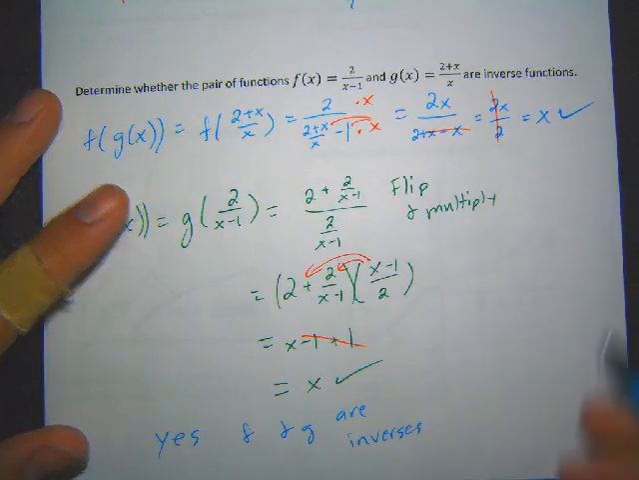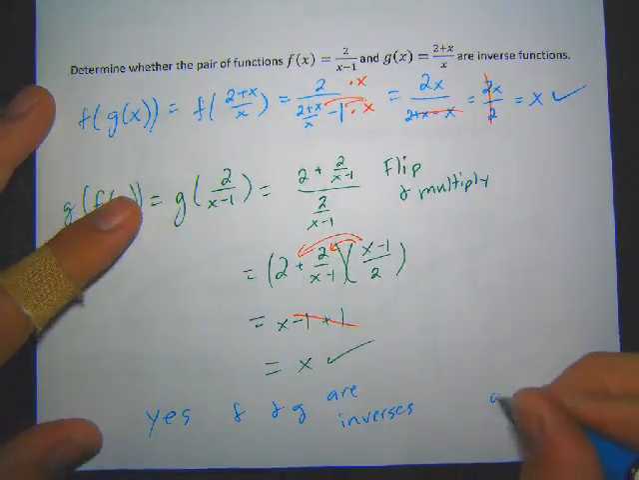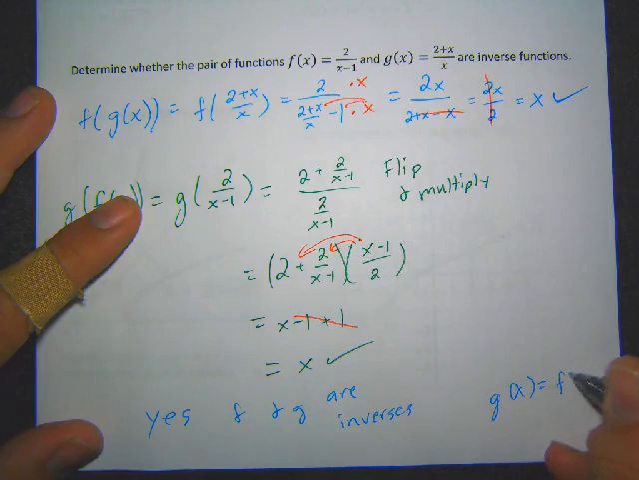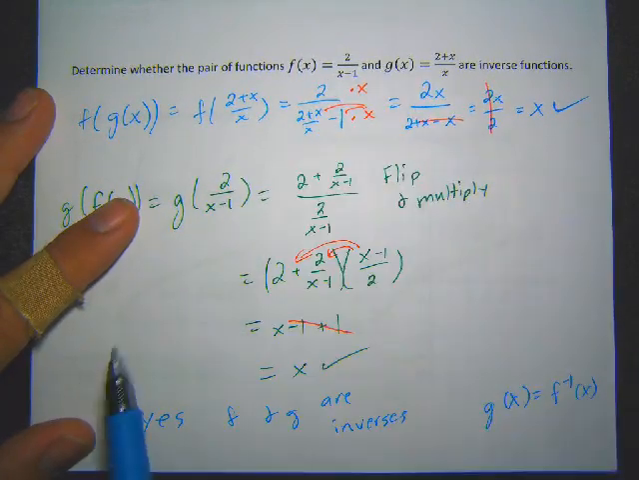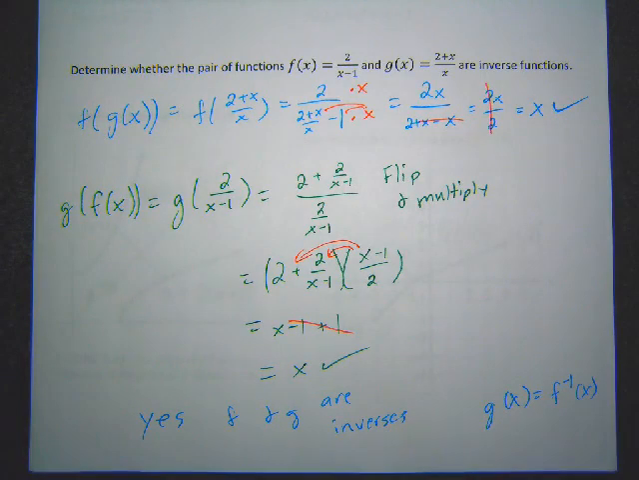And again, this means that we can start calling this g function, we can actually call g of x, f inverse of x. It is the opposite of the f function. There's only one opposite, and this is the opposite. We found it. This is the inverse. It goes backwards.